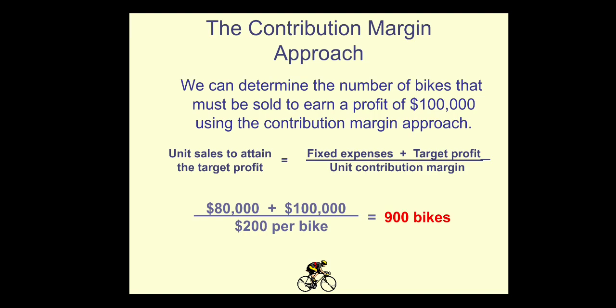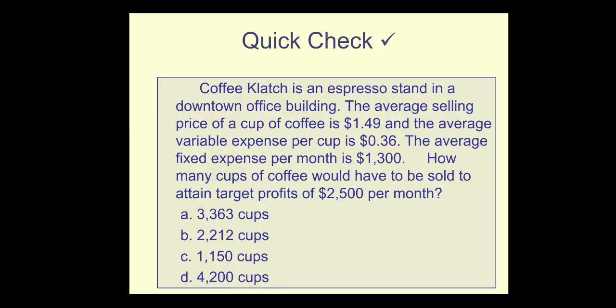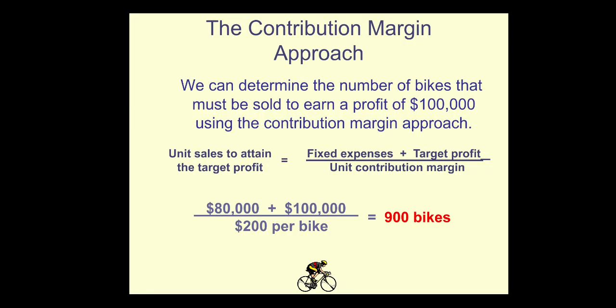This method also shows that the business has to sell 900 bicycles if the business wants to achieve $100,000 profit per month. Actually, if I'm not mistaken, the target profit also can be calculated in terms of quantity and in terms of dollars. So like in this slide, this is the quantity. The business has to sell 900 bikes to achieve the target profit.